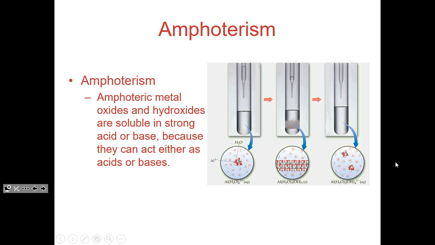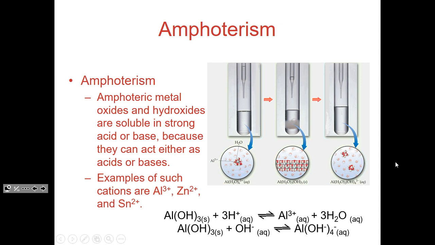Now, they introduce a vocab word here known as amphoterism. Amphoteric is acting like an acid or a base, and in one case it really involves the formation of a metal complex. So if you've got a substance like some metal oxides and hydroxides that are soluble in strong acids or bases, and they can act like acids or bases depending on what they're with, then we have something that can act like an acid or base. It's amphoteric.